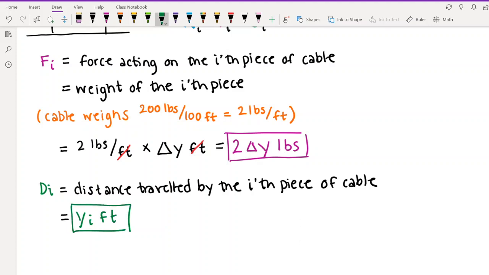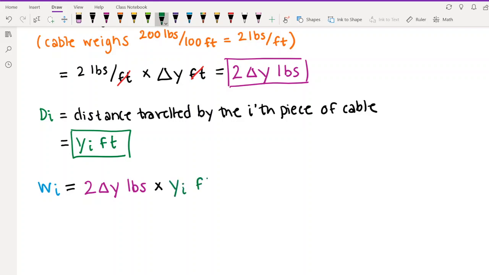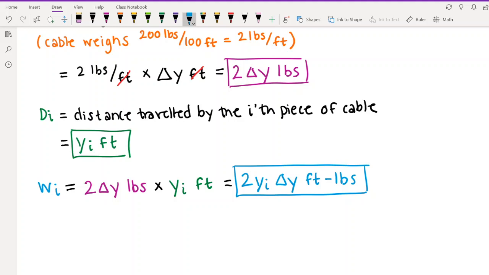And so now we can find the work done by this slice. So wi is going to be equal to, as we said above, force times distance. So that's 2 times delta y pounds is our force, times yi feet is our distance. And so altogether, I'm just going to rewrite this in a slightly different order, it's going to give us 2 times yi times delta y, and the units are foot-pounds. So that is the work required on that single slice.